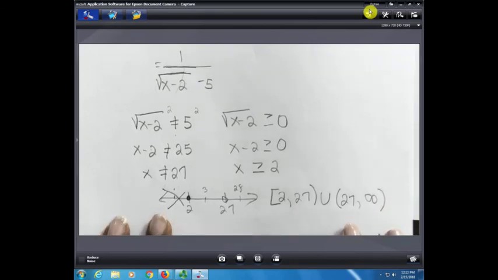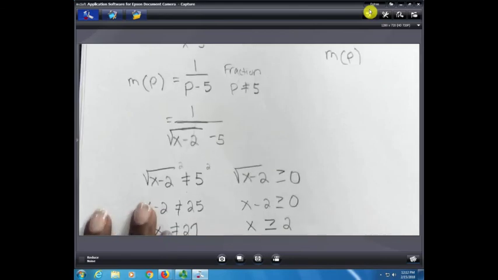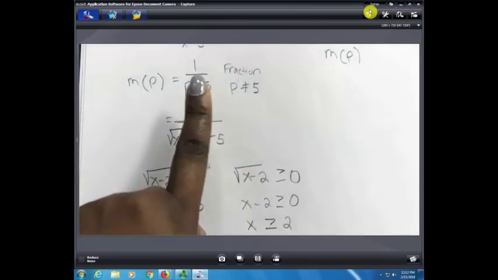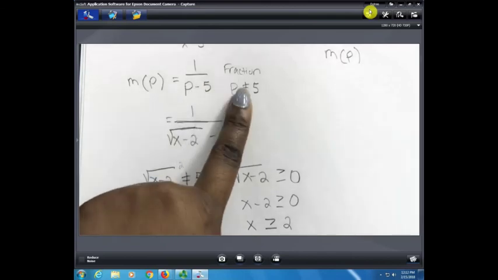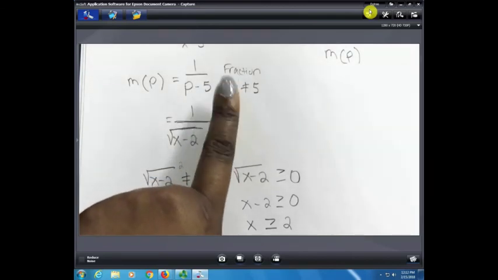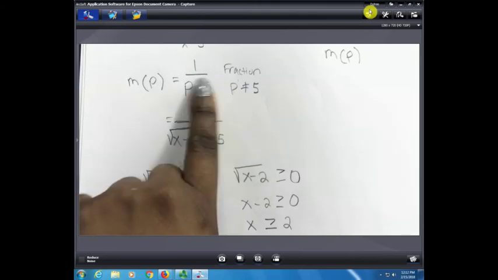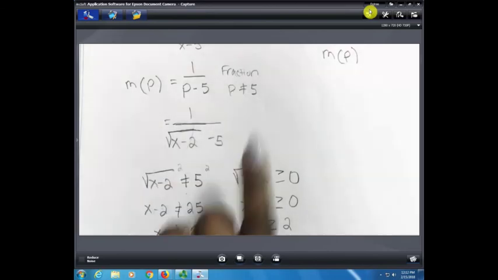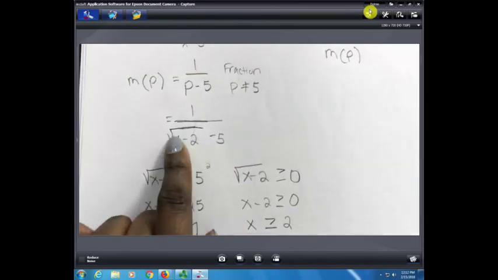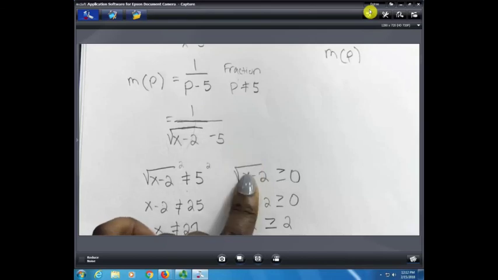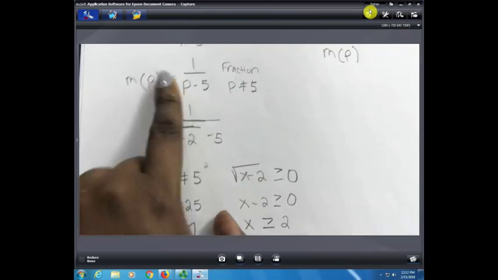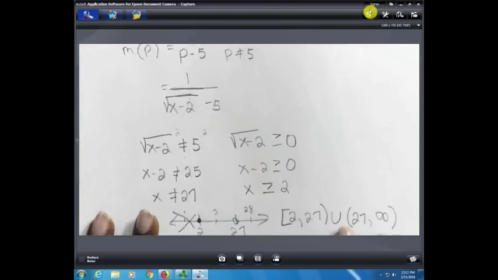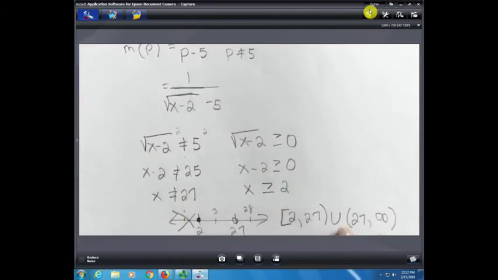And these require a little bit more thought. You want to look at your domain each step of the way. When I started here, I had a fraction. So I need to say, okay, that p cannot be 5. When I plugged in what p was, I have another fraction, which we already took care of, but now I have a square root that I need to figure out. So I have a fraction and a square root. So you need to take into account both.